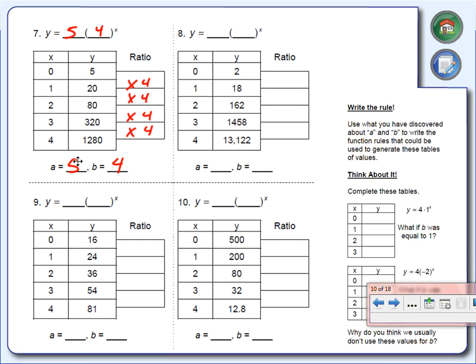Number 8. See if you can come up with the equation for me on number 8. Look at the starting value, look at what's next to 0, and then see if you can come up with the ratio. Write that down.